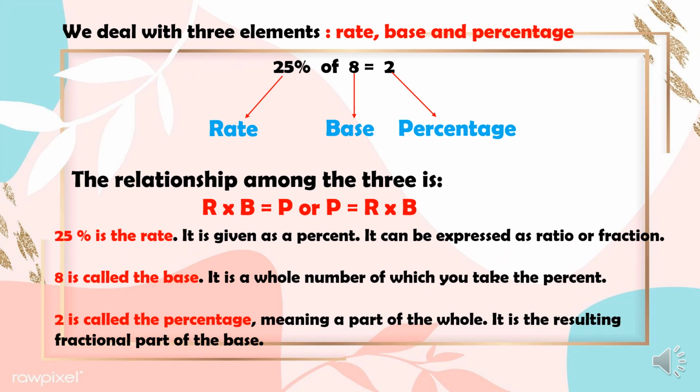So 25% is the rate. It is given as a percent. It can be expressed as ratio or fraction, while 8 is called the base. It is a whole number of which you take the percent. And 2 is called the percentage, meaning part of a whole. It is the resulting fraction part of the base.